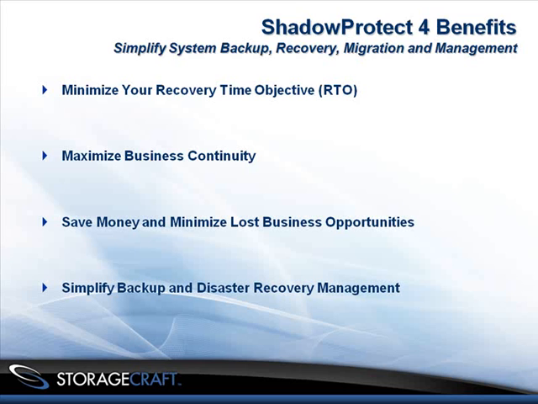By reducing that RTO, you're maximizing that business continuity. You have the ability to save money and minimize lost business opportunities. Again, a missing file, a missing email, a server gone down is going to cause lost business opportunities. We've also made it simple to manage all of your backup and disaster infrastructure with ShadowProtect 4.0.